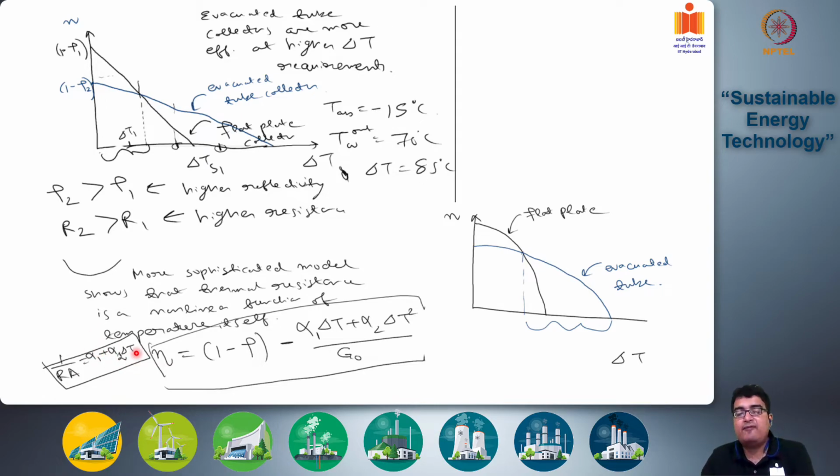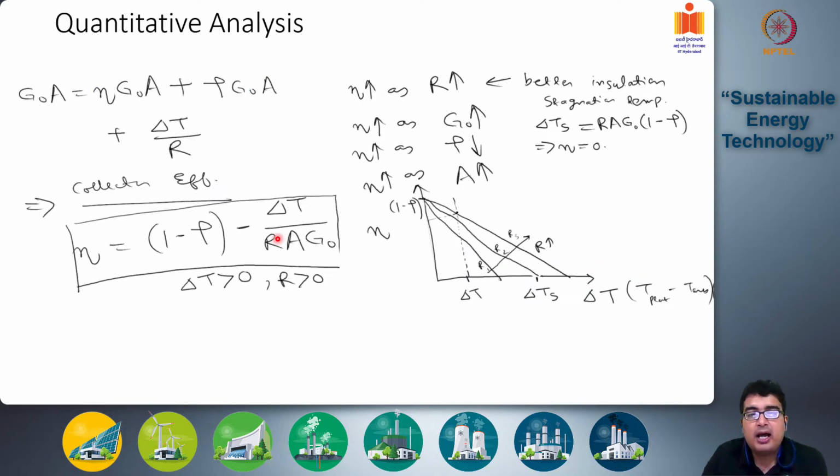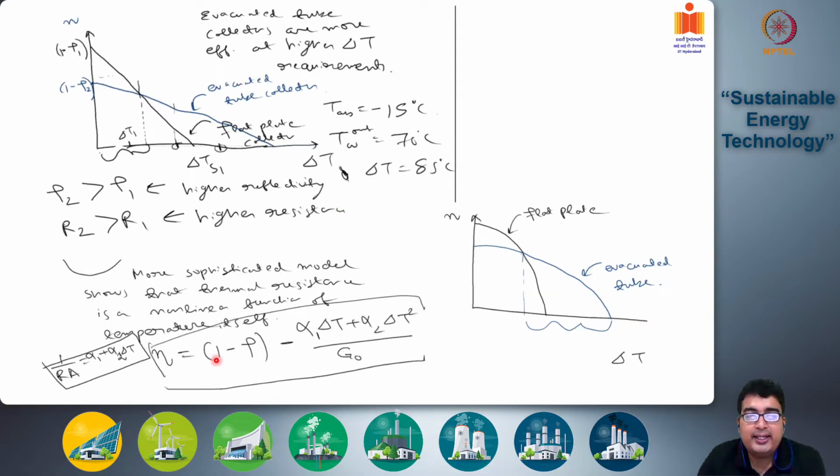Okay. So this kind of a function can be fitted if you do a more sophisticated heat transfer thermal resistivity application. If you put 1 by RA as alpha 1 plus alpha 2 into delta T, you will get this efficiency eta as 1 minus rho minus alpha 1 into delta T plus alpha 2 into delta T square by G0. So 1 by RA becomes alpha 1 plus alpha 2 delta T into delta T. So this becomes this expression here and it becomes G0. Now the efficiency becomes a quadratic function of delta T. Okay, so it becomes this kind of a quadratic function.